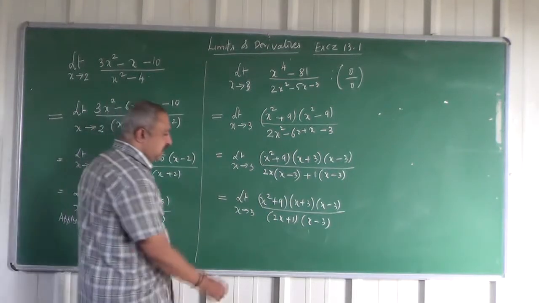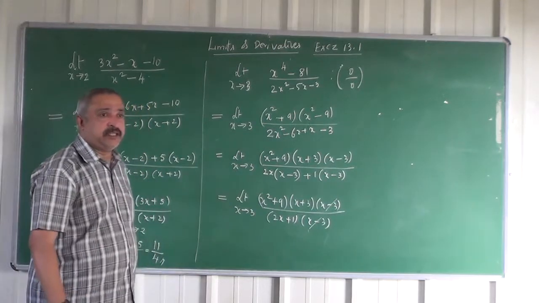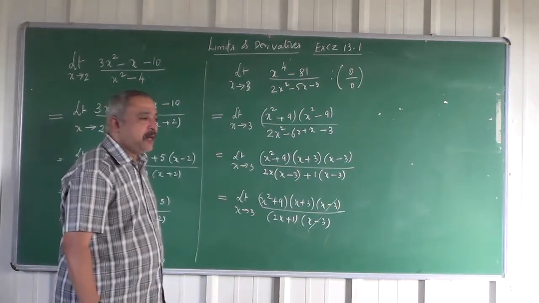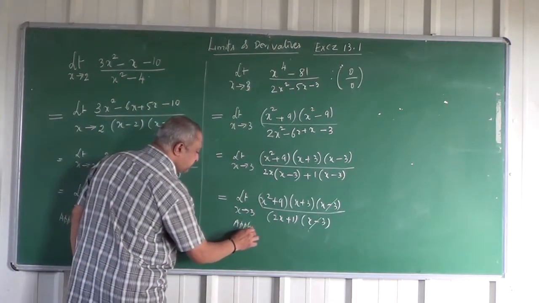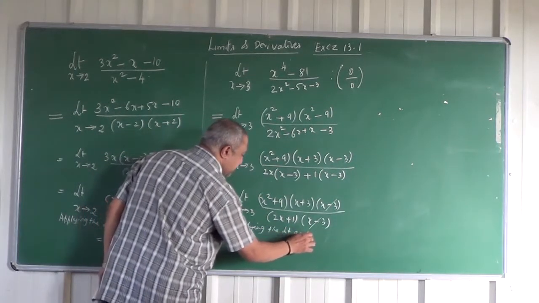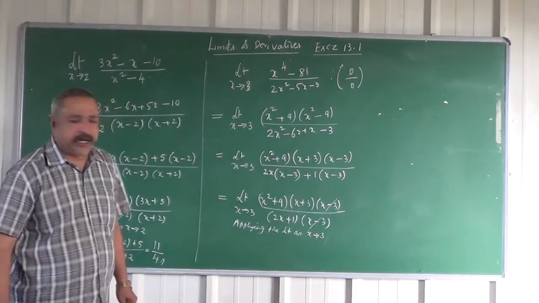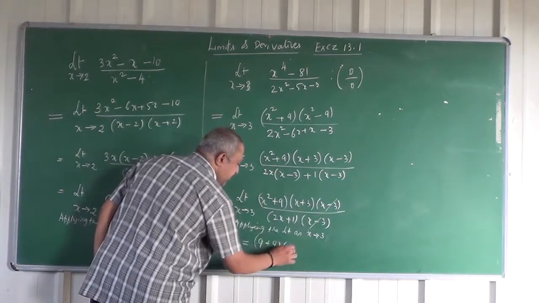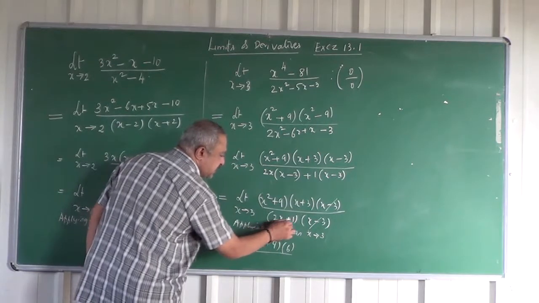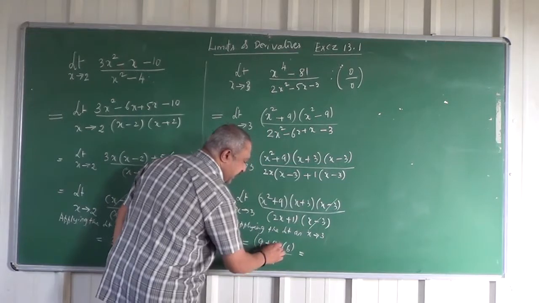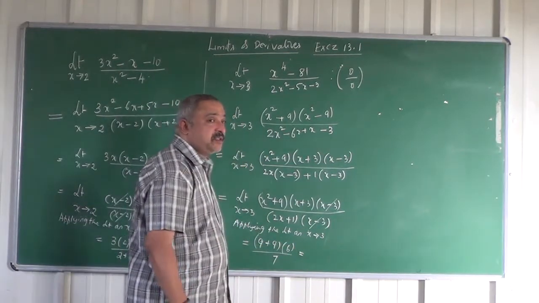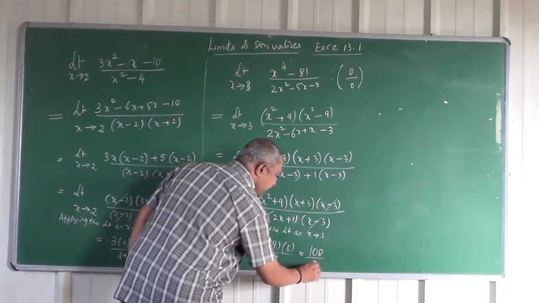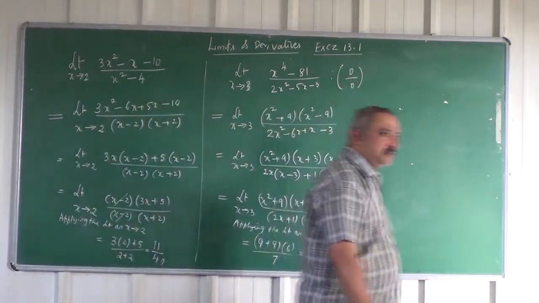Now, what do you notice now? This x minus 3, x minus 3 is the factor that is inducing the 0 by 0 form, because as x tends to 3, 3 minus 3 becomes 0, and we have also 3 minus 3 is 0. Now you are eligible to apply the limit. Applying the limit as x tends to 3, wherever you have x, put it equal to 3. So this is now 3 squared, which is 9, plus 9, into 3 plus 3, which is 6, divided by 2 into 3, 6 plus 1, 7. 18 into 6 is 108, by 7. Okay.